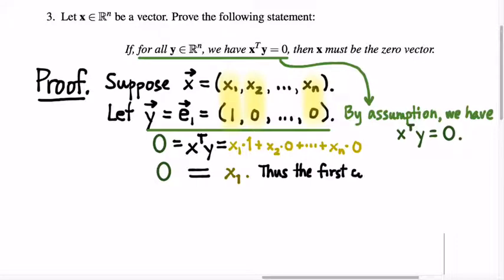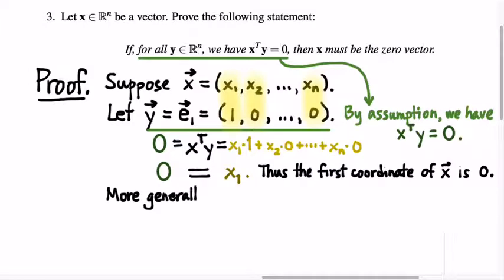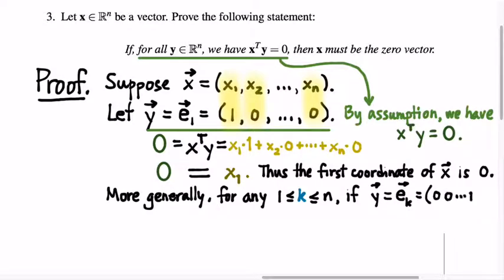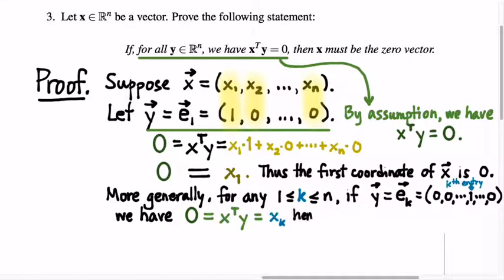But there was, of course, nothing special about us choosing the first component in this example. We could as well have chosen the second, the third, all the way up to the nth. So we can run the same argument again, just with an arbitrary standard basis vector, ek. So for any k between 1 and n, so for any of our coordinate vectors, if we choose y to be the kth standard basis vector with a 1 in the kth entry and a 0 everywhere else, then because by assumption x transpose y was equal to 0 for all y, and we do out the arithmetic, x transpose times ek is going to give me just xk, the kth entry of x. Therefore, the kth entry of x is equal to 0.